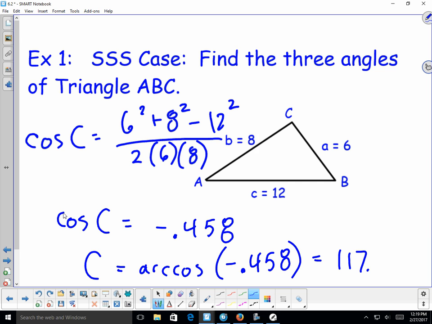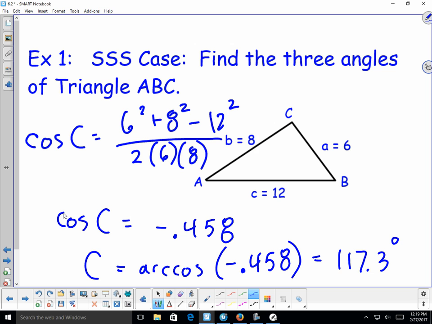117.3. Okay, so 117.3 degrees. Are we okay with this? Remember, if your cosine of angle C turns out to be negative, that means the angle is more than 90 degrees, because we're stretching into quadrant 2, where cosine is negative. Does that make sense?